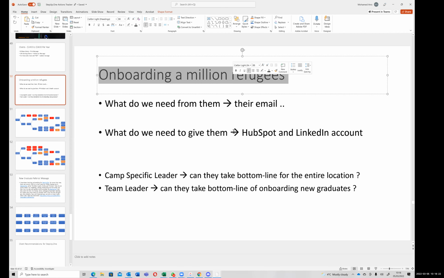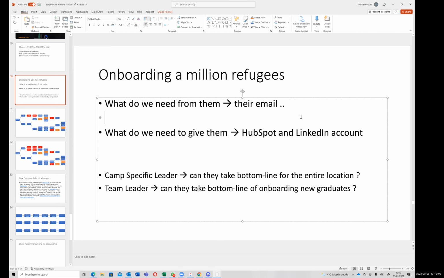But let's come back to the simple point. We need to onboard 1 million refugees. We need to. Don't think we need to onboard 10,000, 5,000, 6,000. We need to onboard 1 million refugees. How can we do that in the most simple way, so that it is so easy to come into StepUp.one? Because even in Kakuma, I think we have created such a difficult thing. We need to figure this out, right?